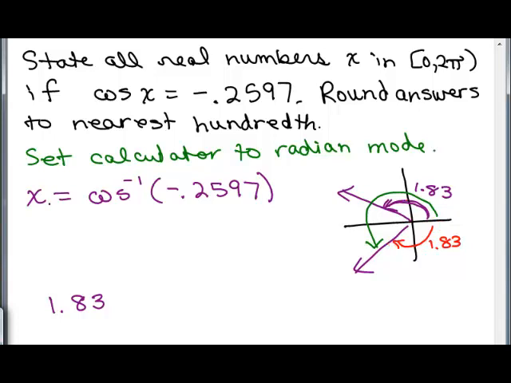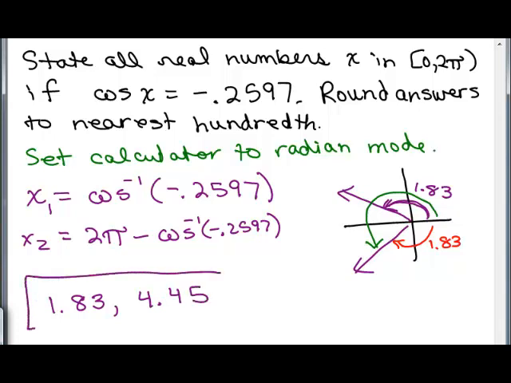So I like to write it this way. The first value is this 1.83, which you get by doing the inverse cosine. The second value, you do 2 pi minus that, by looking at the picture. So in your calculator, you could just do 2 pi minus 1.83, or you could actually just do 2 pi minus and put that all in again. And you should get 4.45 if you round it to the nearest hundredth. So those are the two solutions in 0 to 2 pi.